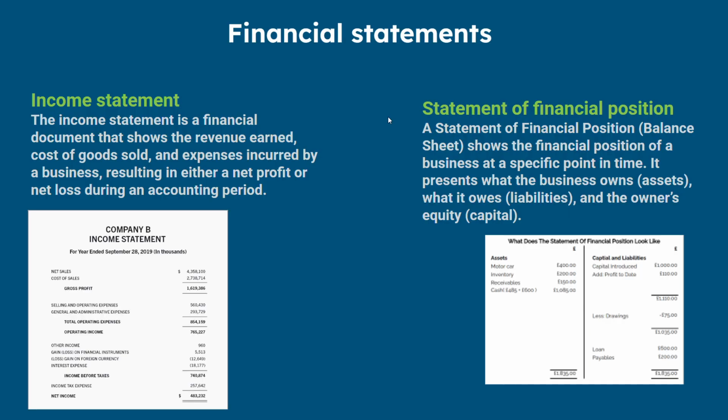And then, second of all, we've got the statement of financial position. Some people call it balance sheet. Now, most people actually call it balance sheet. I love calling it statement of financial position because in that way, the definition is literally in the name. It shows the financial position of a business at a specific point in time. So it's divided into two sections, assets, and then the second section is capital and liability.